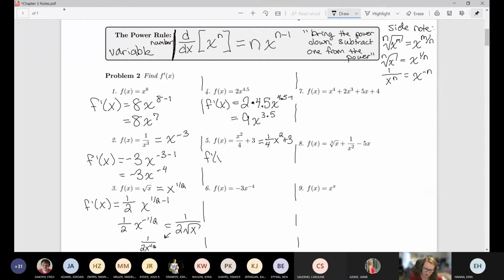So if we wanted to take the derivative, the 1/4 would come along for the ride. Derivative of x squared, bring the power out, subtract 1 from the power.